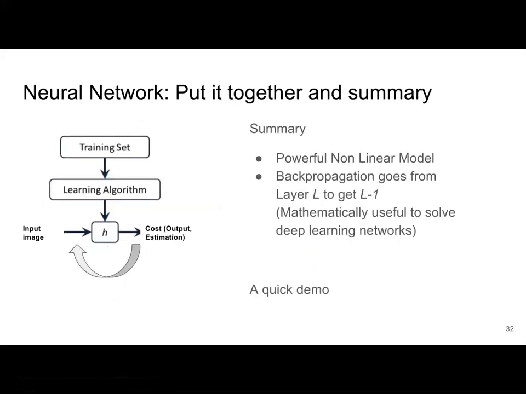To put it together, it's the same as the previous model. We have a different hypothesis, then we just train it again and again. What to take away is that the neural network is now a very powerful nonlinear model. It can almost simulate any function. The other thing is that backpropagation is a very clever solution. Mathematically, it's useful to solve deep learning neural networks as well.